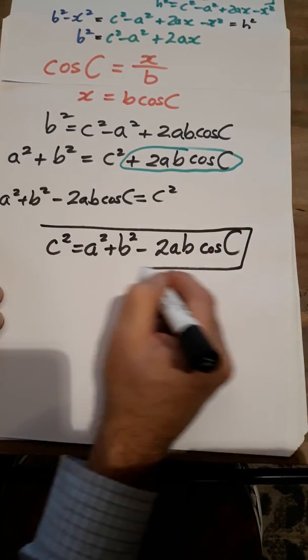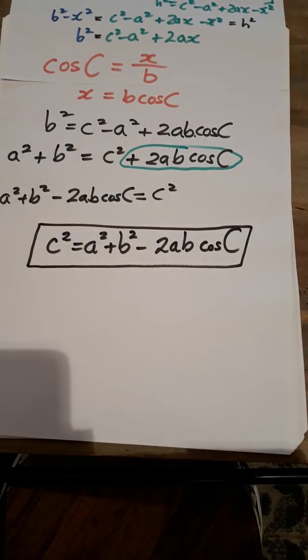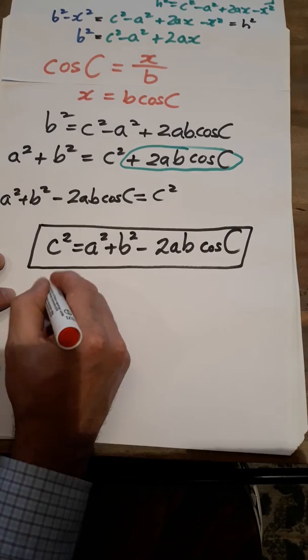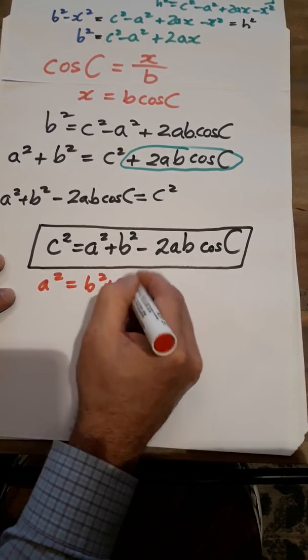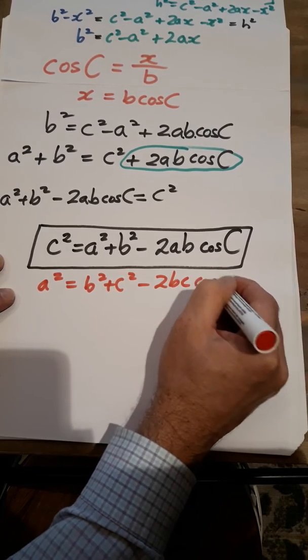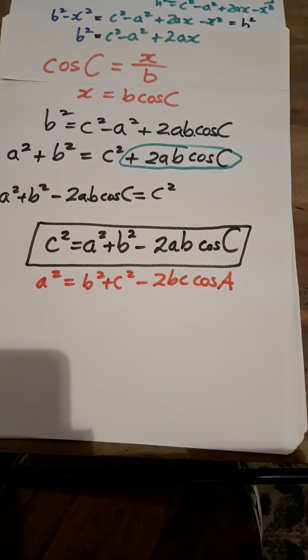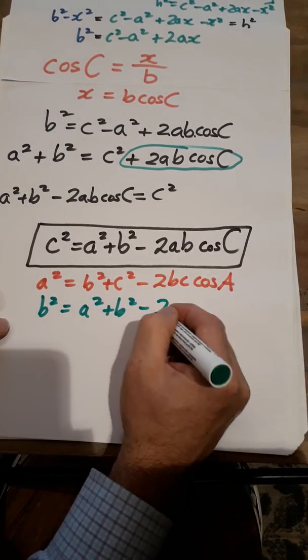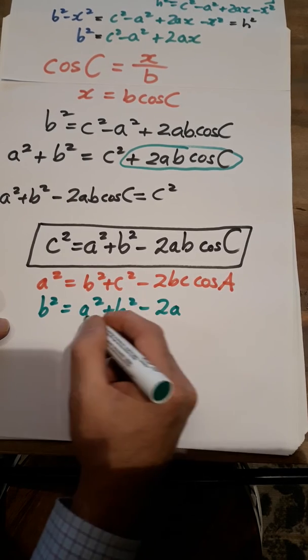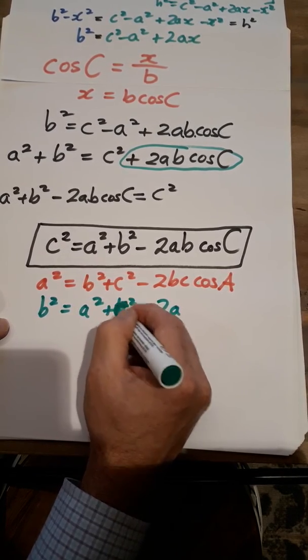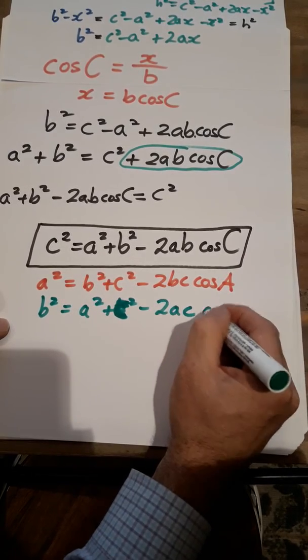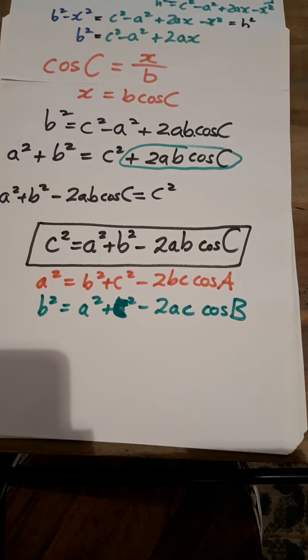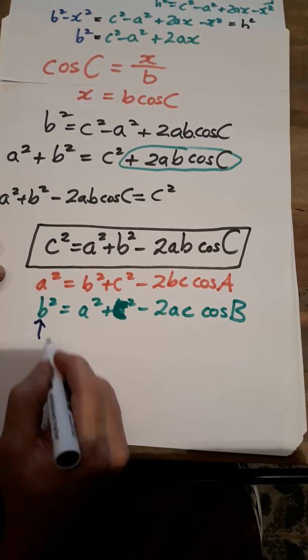That is the cosine rule. The cosine rule could also be written a squared equals b squared plus c squared minus 2bc cos A. Or it could also be written b squared equals a squared plus c squared minus 2ac cos B.